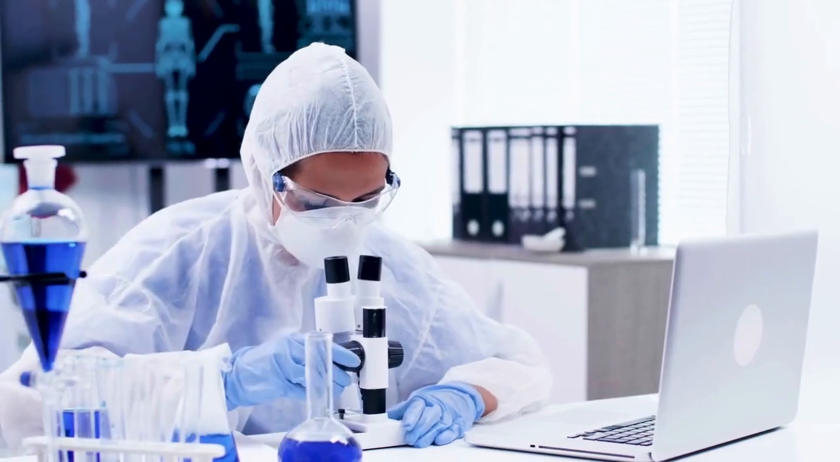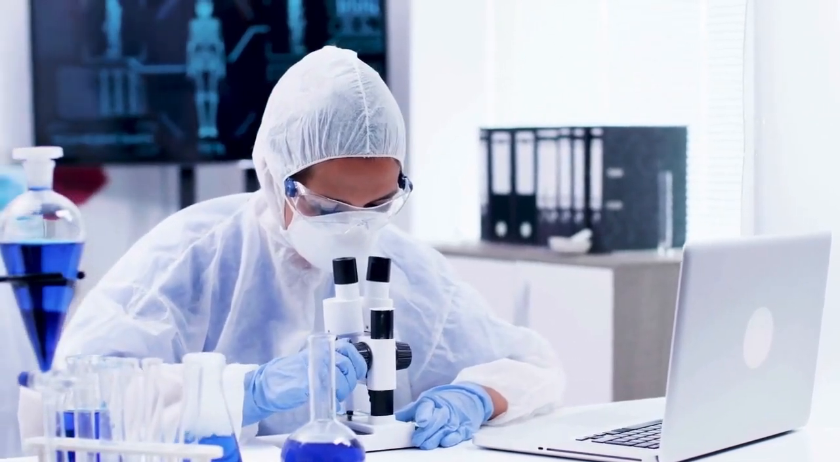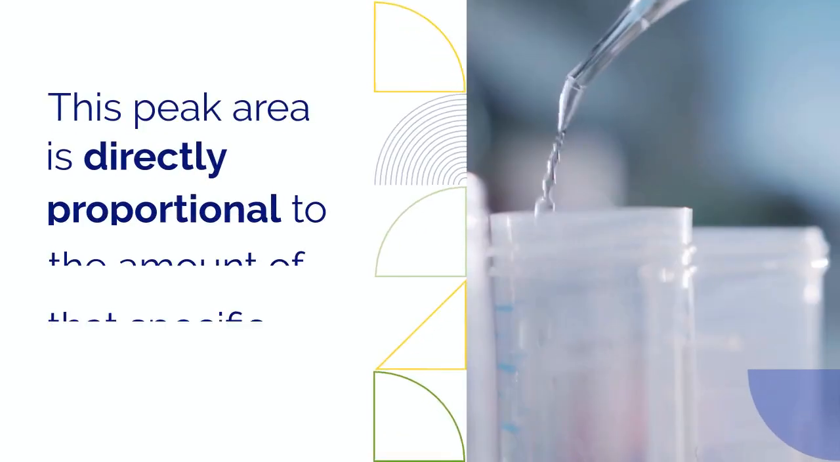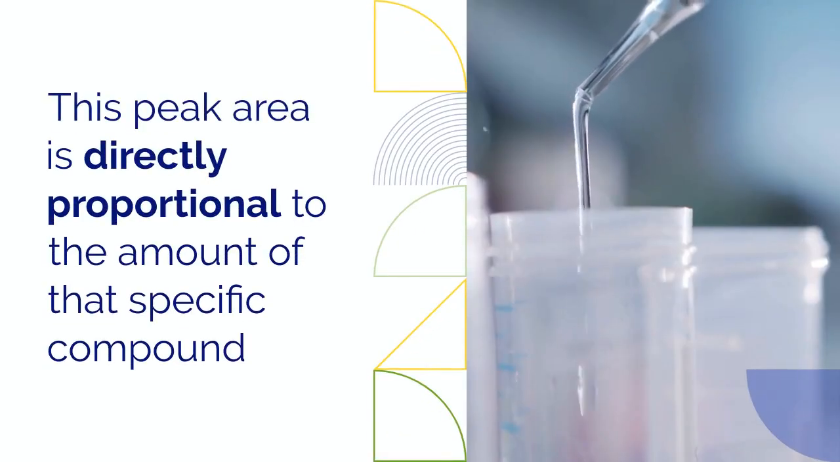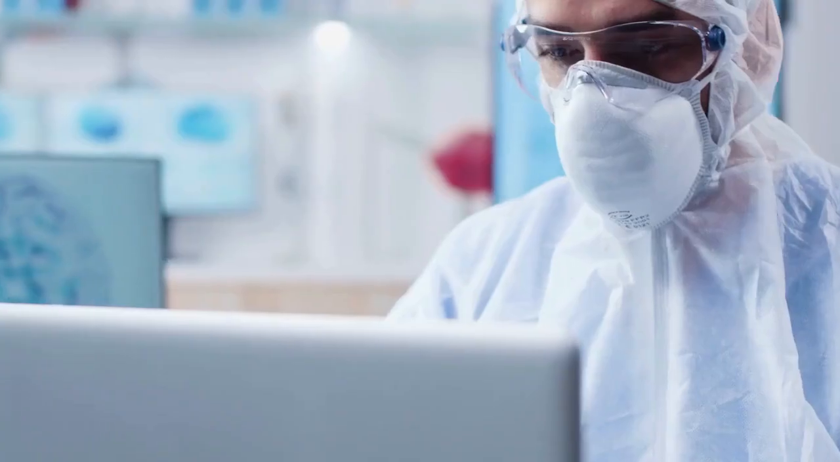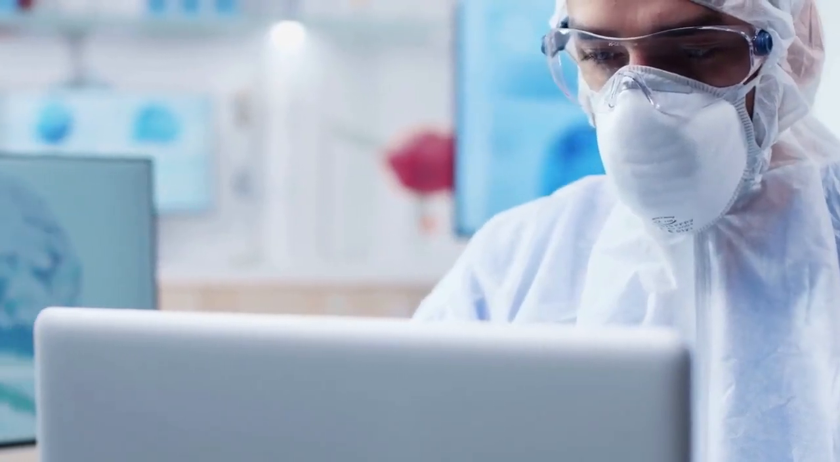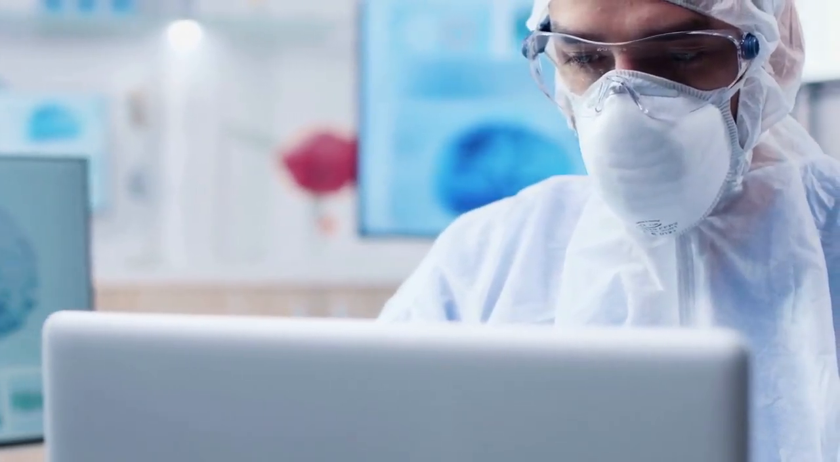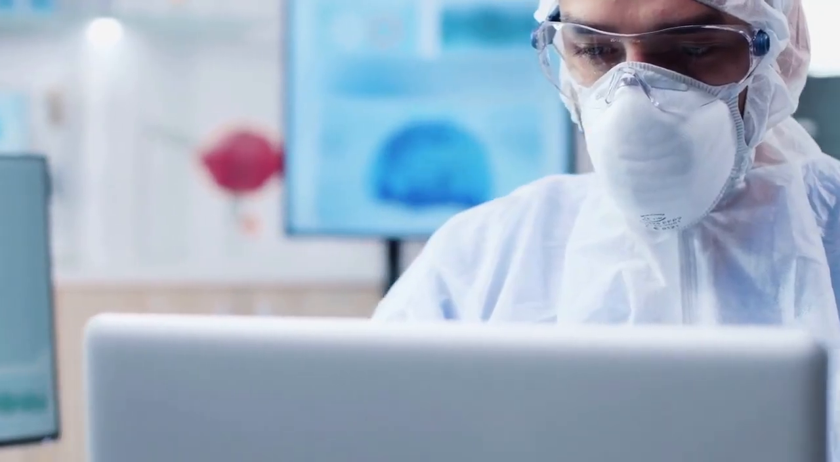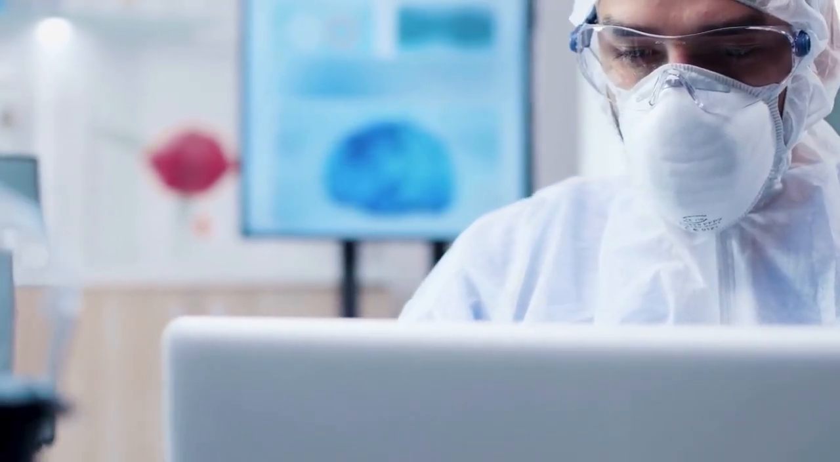The GC software automatically measures the area under each peak. This peak area is directly proportional to the amount of that specific compound. It is very important to use the peak area, not the peak height, because area provides a much more accurate and reliable measurement of the compound's quantity.